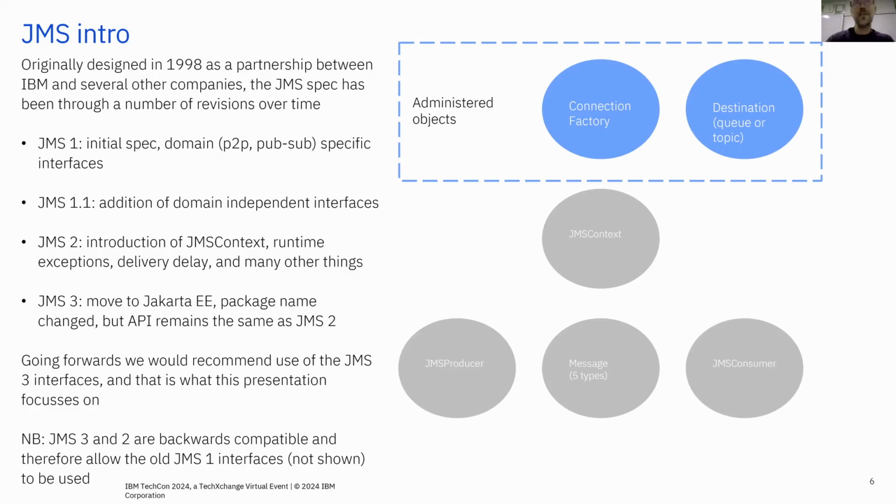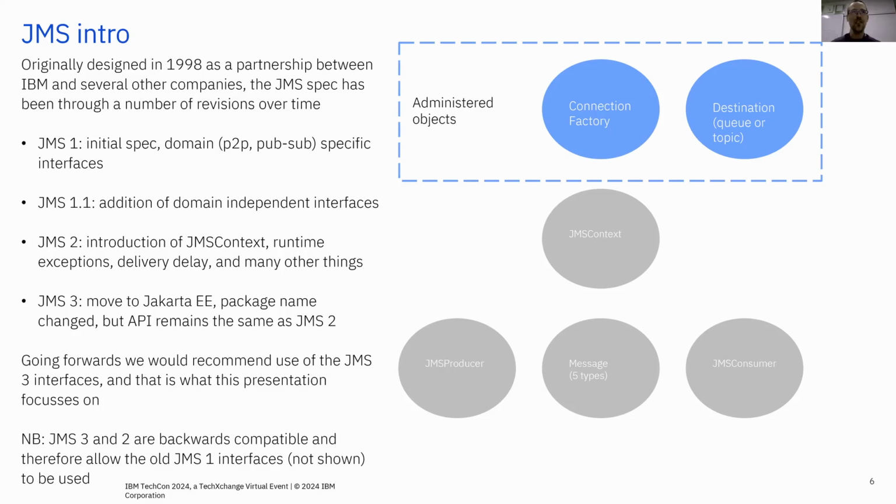And JMS, so the MQI therefore has been around since 1994. JMS came around shortly after in 1998. And as I've said, it was a collaboration between a number of other companies, including IBM, to provide a generic API for doing messaging. And that API has changed over time. So the key versions are called out on the left.